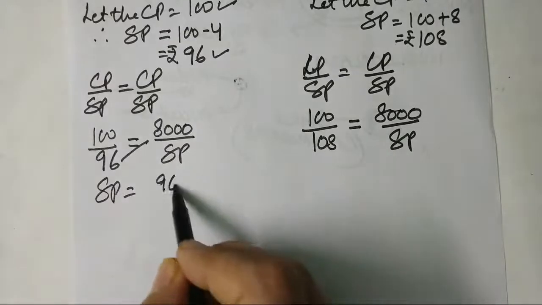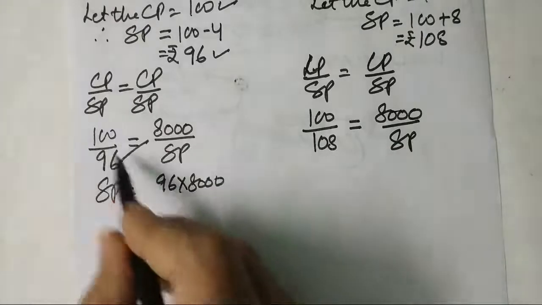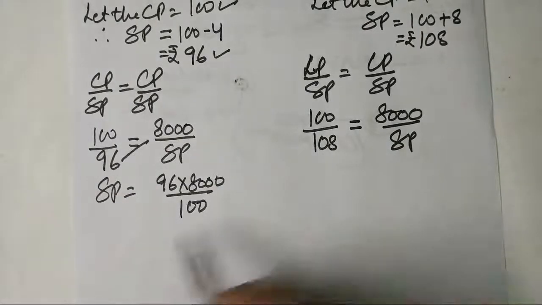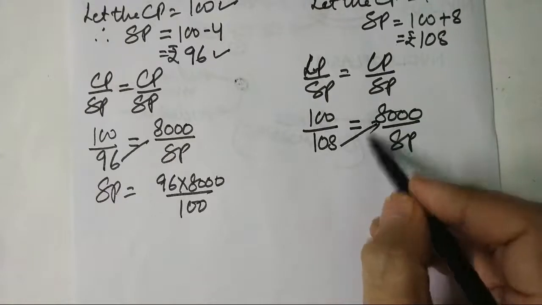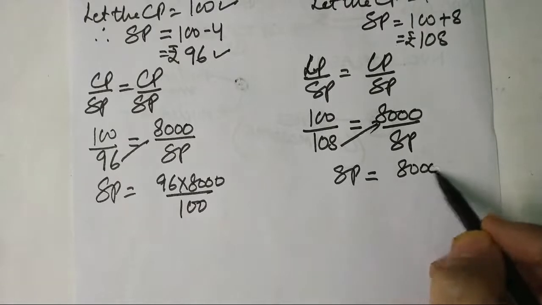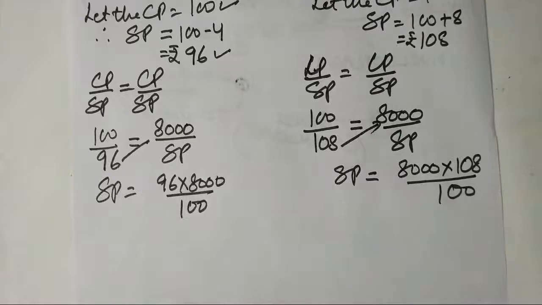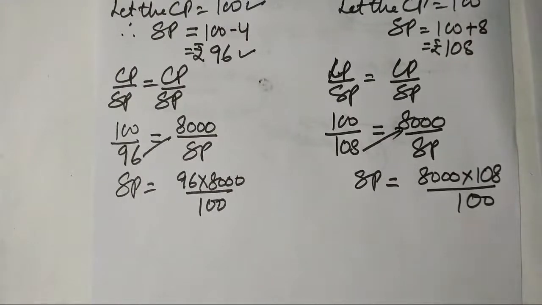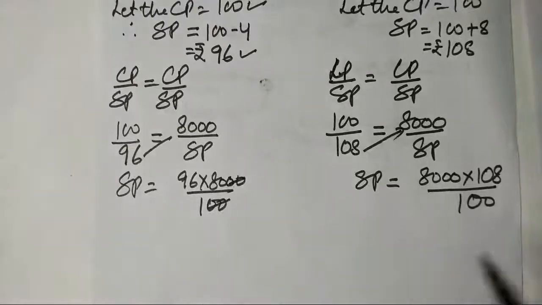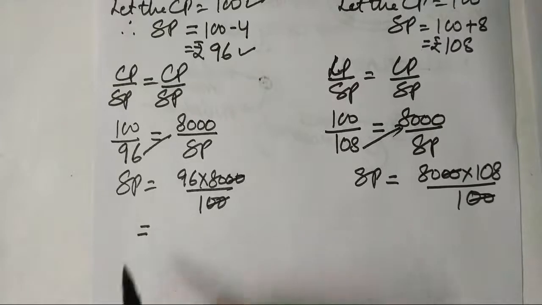96 will multiply this and it is 96 into 8,000 upon 100. 100 will come in the denominator. Here again 100 will come in the denominator, but it will be SP is equal to 8000 into 108 upon 100. Now you have to simplify. So when you simplify, you will cut the zeros and cancel this 0, and now you will multiply. So what do you get?